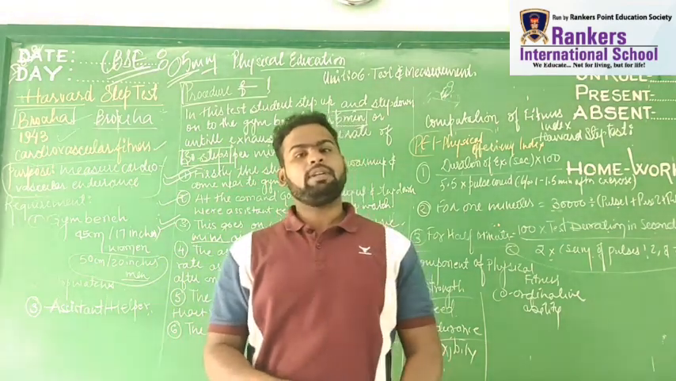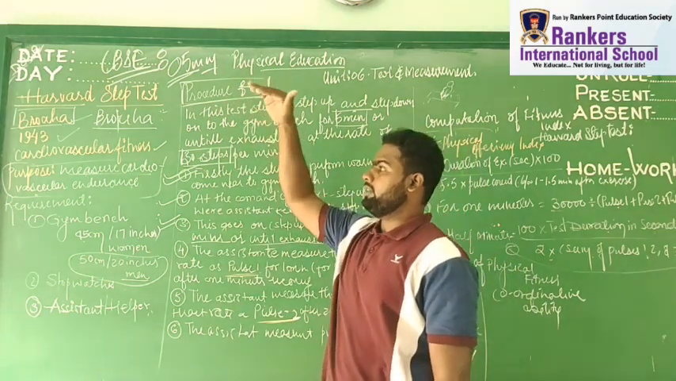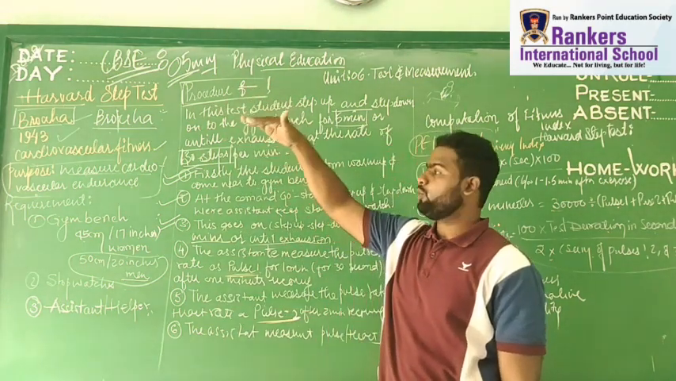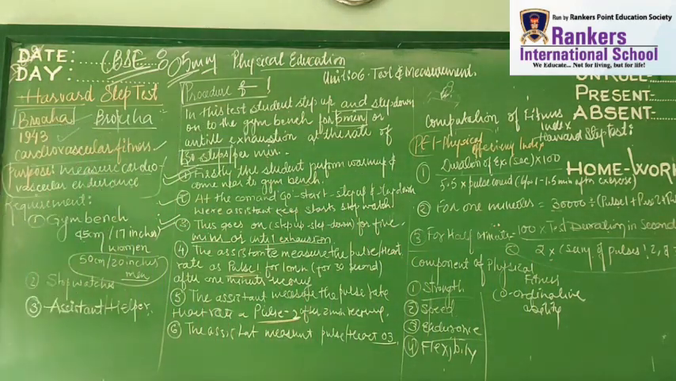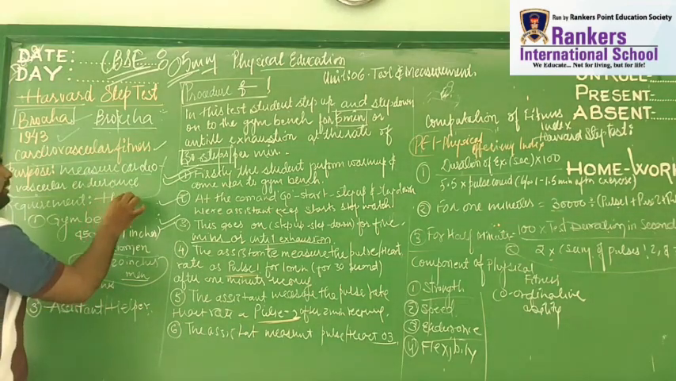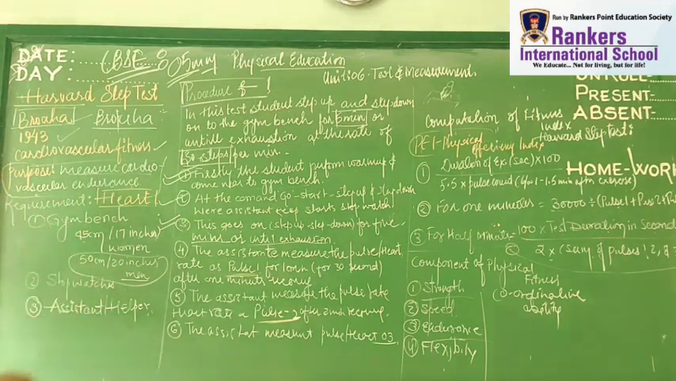Okay, let's recapitulate. The Step Harvard test is given by Brouha. It was launched in 1943 after the Second World War. At that time, it measured cardiovascular endurance. You can write the purpose of the Step Harvard test is measuring cardiovascular endurance. It means here we are talking about the heart and its function with respect to the lungs too.